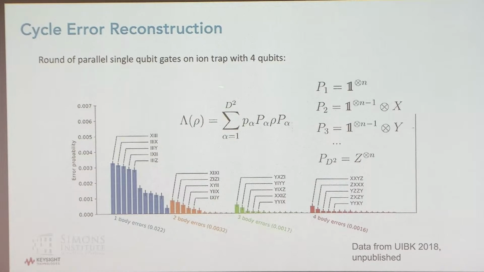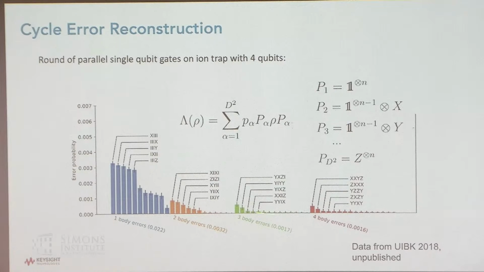So first we looked at just parallel single qubit gates on their ion trap with 4 qubits. And then what I mean about the Hamming weight is, so these are weight 1 errors, and then we measured the probabilities of all these weight 1 errors, and then we looked at the 2-body errors and reconstructed these probabilities, 3-body errors, and so on.